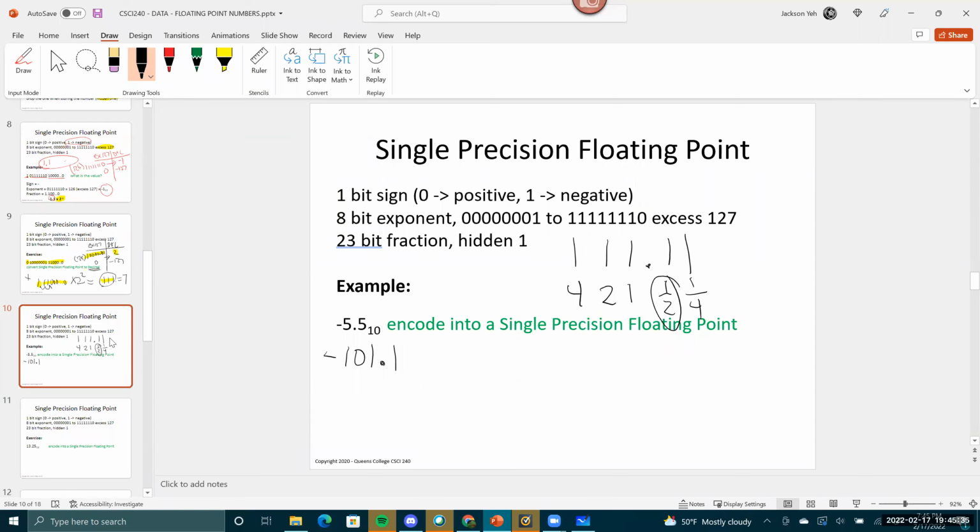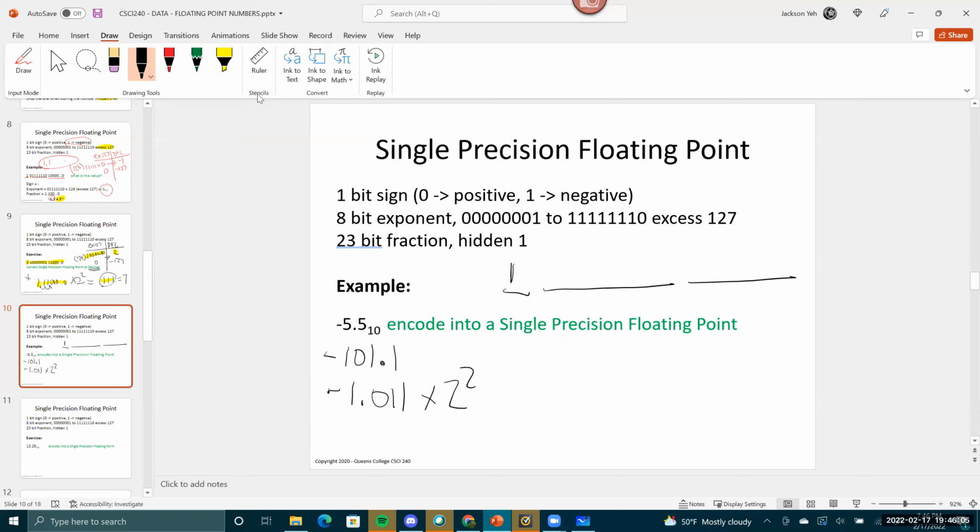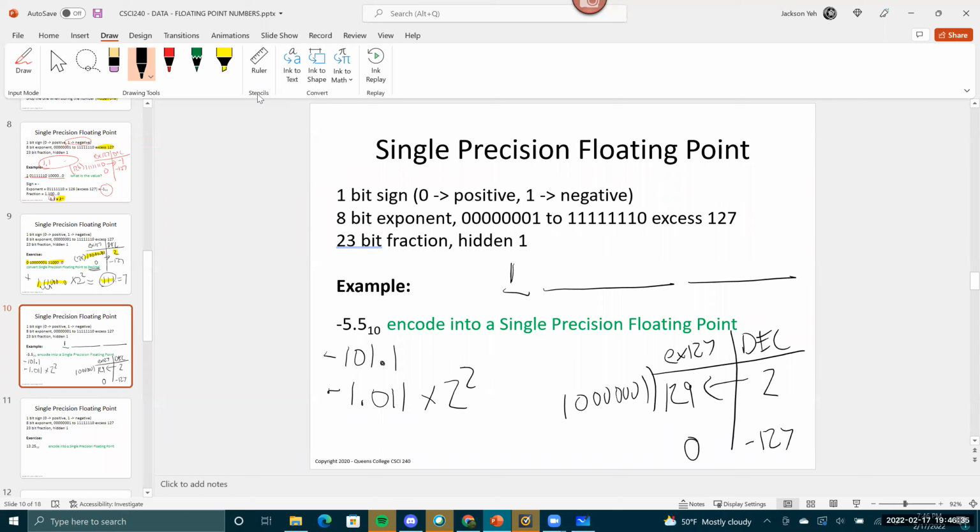All right, so once I have this, the next step is to normalize it. This becomes 1.011 times 2 to the 2. All right. So once I have that, then let's start encoding this. First, let me clear up some room here. My sign bit, my exponent, and my fraction. So the sign bit is going to be 1 because it's negative. And now my exponent, let's figure it out, excess 127 to decimal. This is 0, corresponds to negative 127. And now it's 2, so I need to go in this direction. Moving from right to left, I have to add 127, right? So this is 129. But this needs to be in binary. So I encode 129. 129 is 128 plus 1. And that's 129. So I put that here.